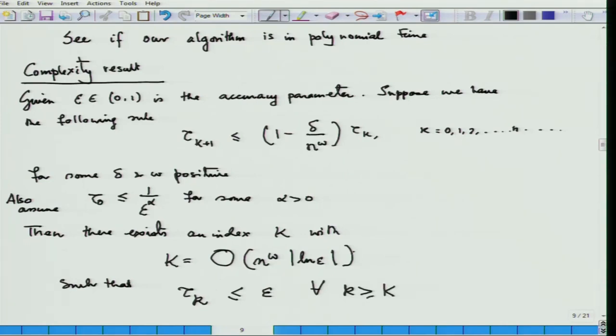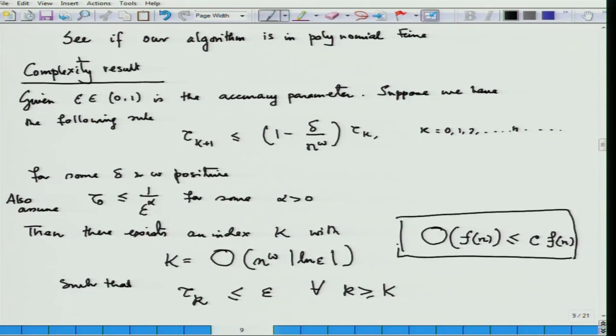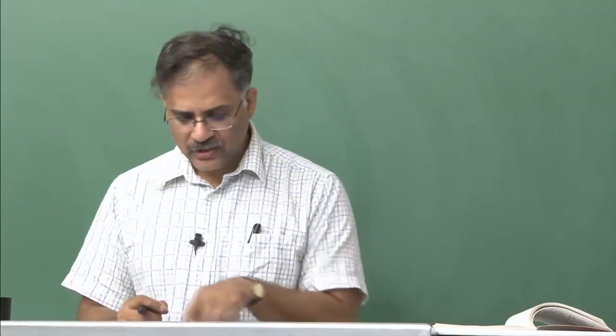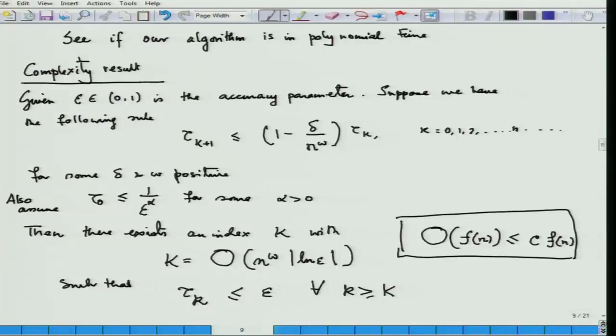Now, this capital O of a function say f of n means nothing but a constant times f of n, it is less than a constant times f of n, this is the meaning of big O. So, these are actually asymptotics, which tell you how fast this quantity is moving with respect to f of n. So, here it means this is nothing but some constant times this into this, that is what it means.